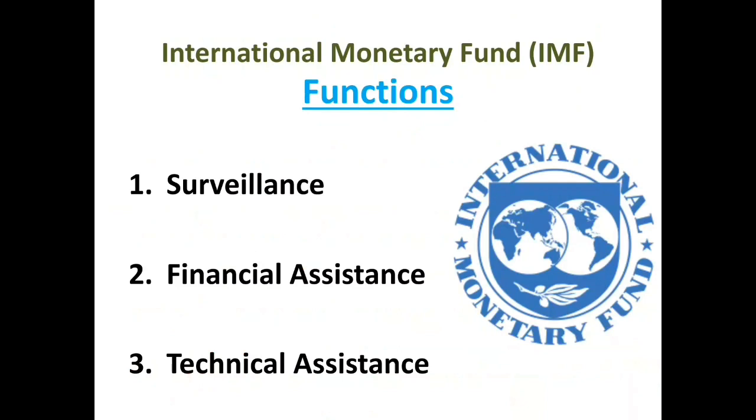There are three functions of the IMF. One is surveillance. Surveillance means supervision. The IMF will supervise the economic activities, the economic system, as well as the monetary system of its member countries, and will publish periodical reports. The obvious function is financial assistance. The IMF will provide borrowing facilities for countries who are facing balance of payment difficulties, but we will examine financial assistance in a bit more detail.